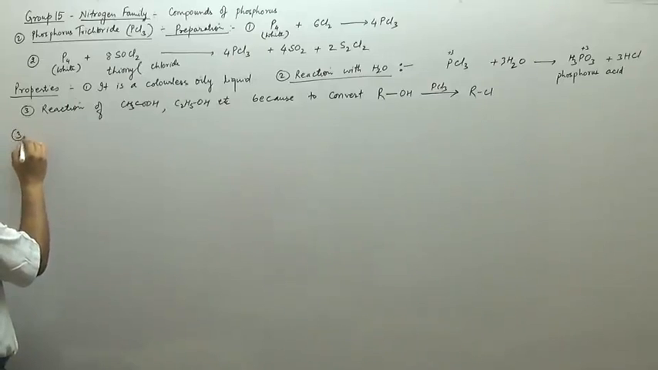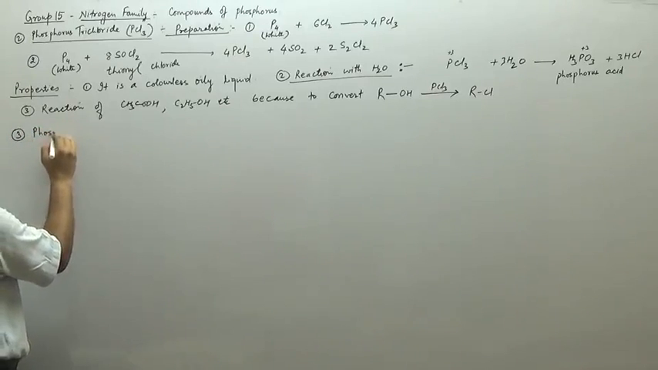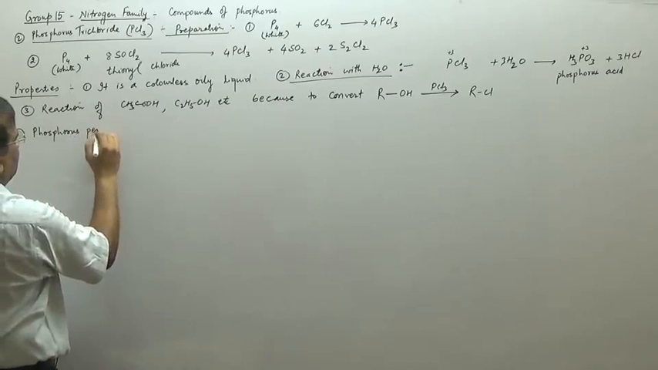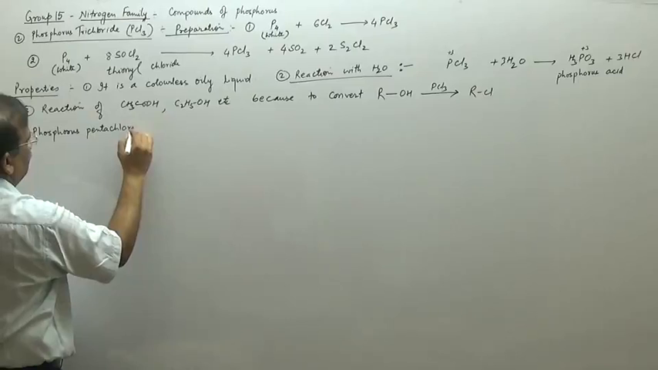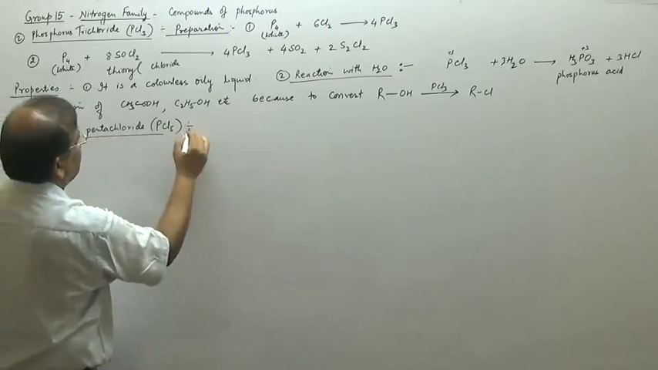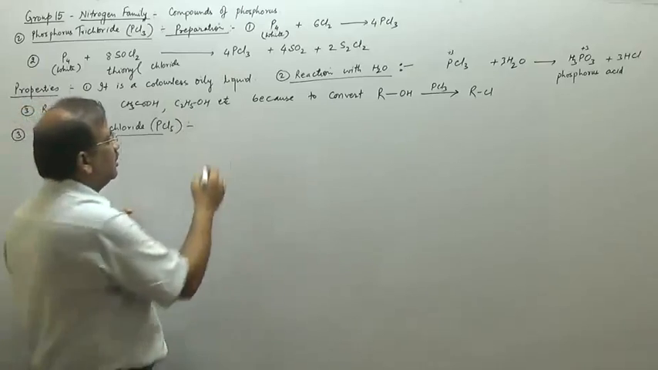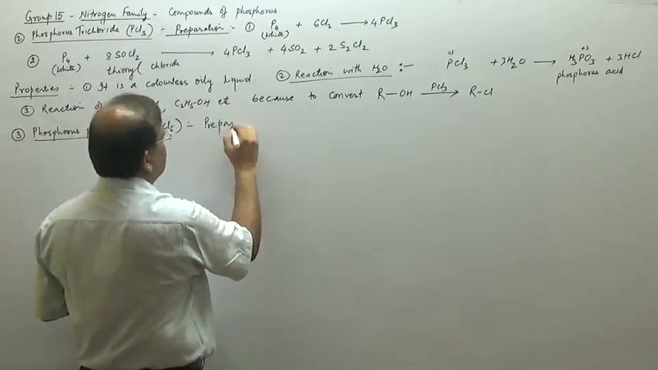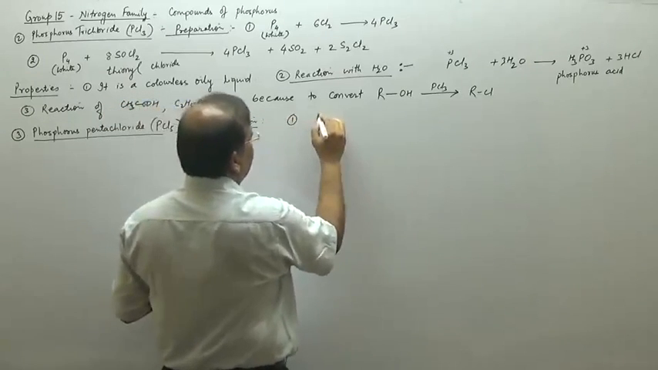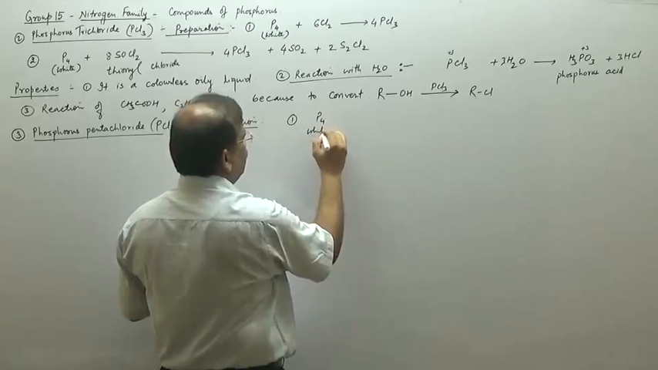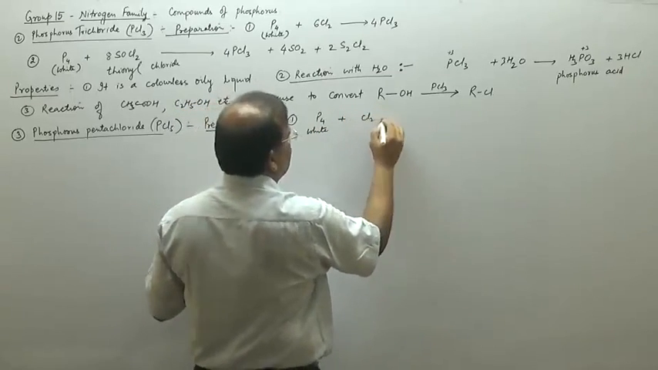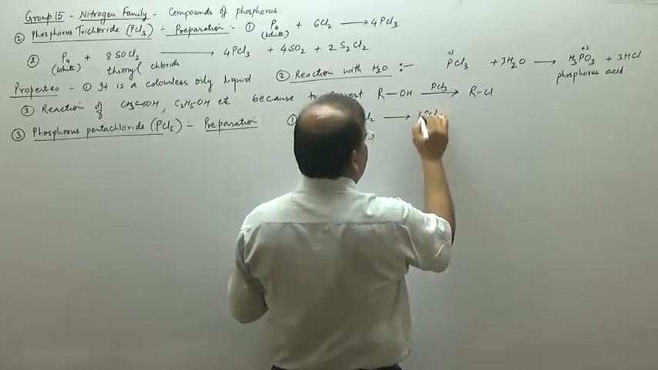Next, the third compound is phosphorus pentachloride, PCl5. Now we can write the direct preparation method from white phosphorus. When white phosphorus reacts with Cl2, we get PCl5.